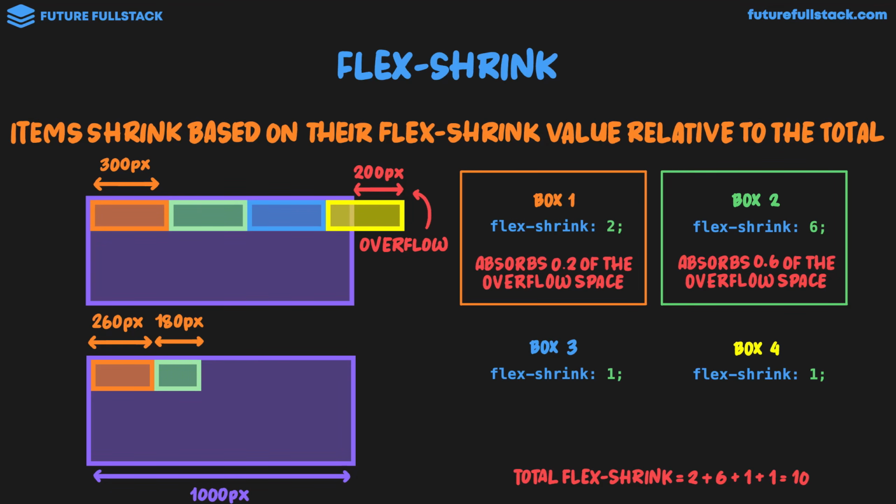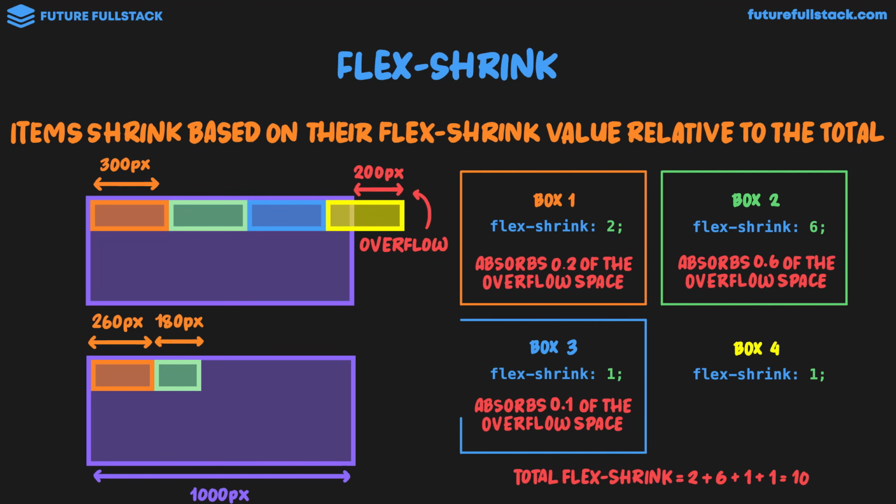For box 3, it's going to absorb 0.1 of the overflow space. That is 0.1 times 200 pixels, which is 20 pixels. So the new width of box 3 will be 280 pixels. That is 300 pixels minus 20 pixels. And for box 4, it's the same thing.